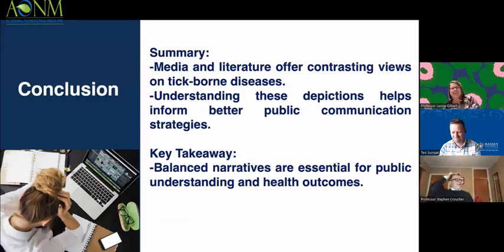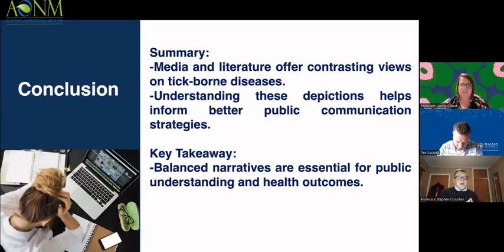Okay. So in summary, media and literature will offer contrasting and differing views on tick-borne diseases. Sometimes those views might be similar, but very seldom are they the same. But we need to see if we can bring those together in some ways or work together on them. We need to understand the depictions because it helps us better build strategies. The more our healthcare providers can understand what their patients know and what their patients think, the better they can create strategies to really help their patients.